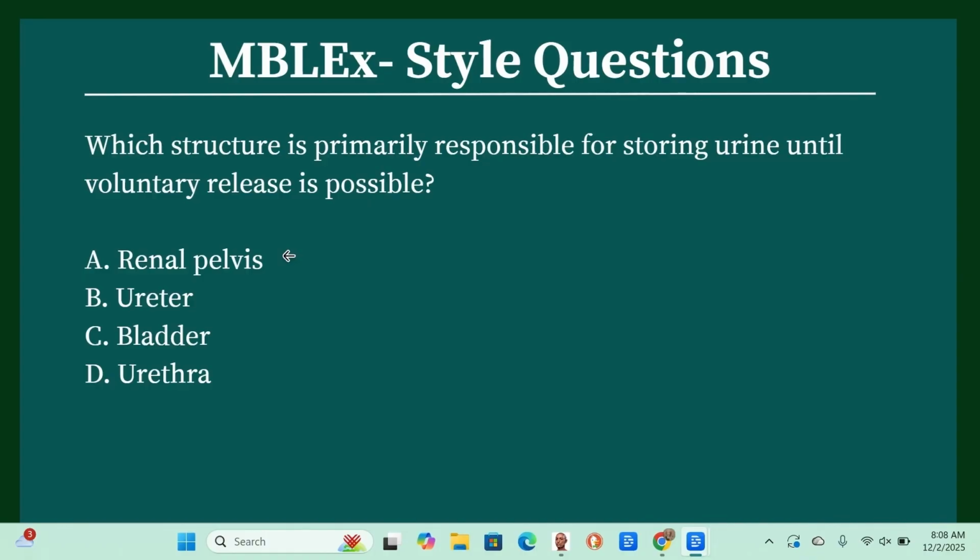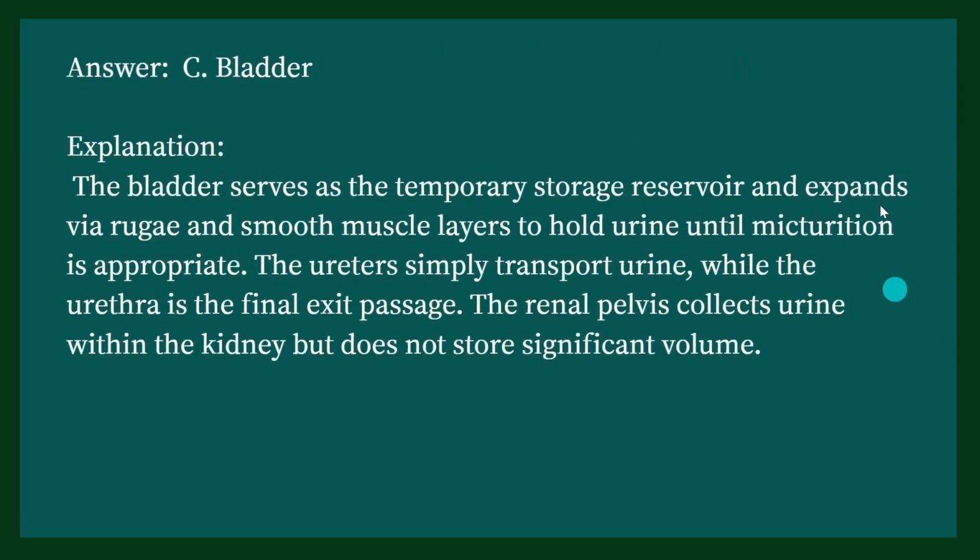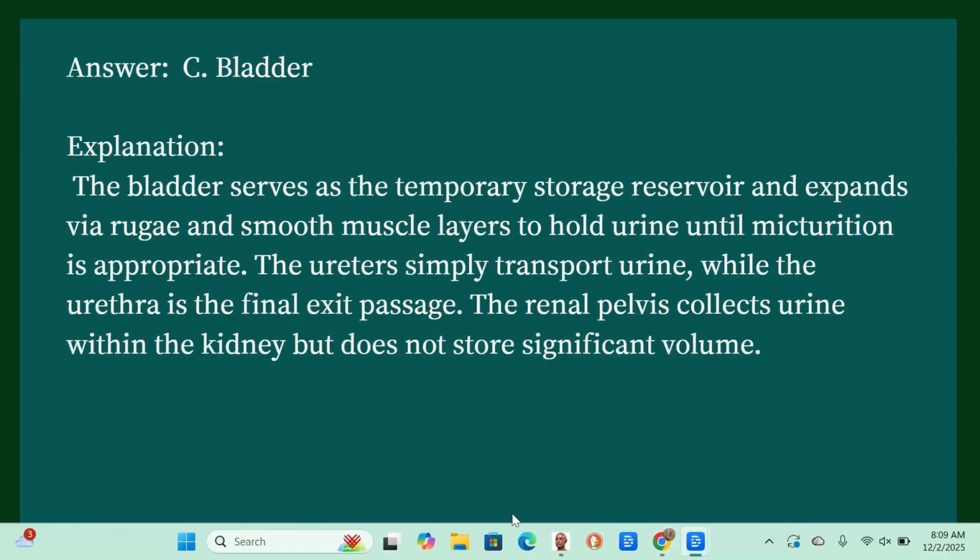urine is collecting before it goes down the ureter. And then, does the ureter store urine? No. The renal pelvis doesn't store it? No. The bladder stores urine, and the urethra does not store urine. That's just the part that we have, the sphincter that keeps us from urinating at the wrong time. So the answer would be C, bladder.